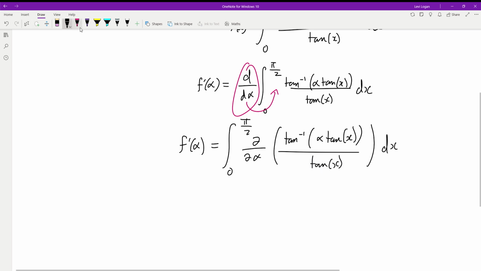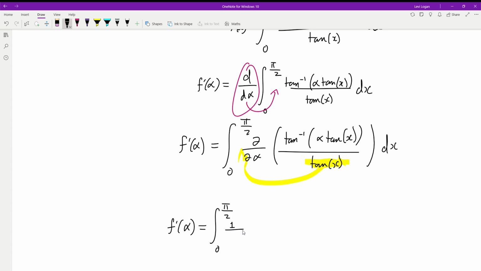Now we can move this factor outside of the derivative and keep it in the integral, because it doesn't have any alphas in it, so it's independent of this operator. So f dash of alpha gives you the integral from 0 to pi on 2 of 1 over tan x, which is the one we've just moved out, and then the derivative with respect to alpha of tan inverse of alpha tan x.